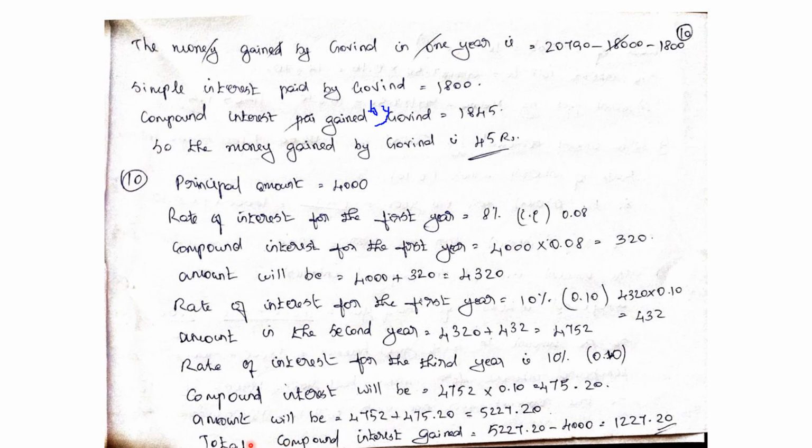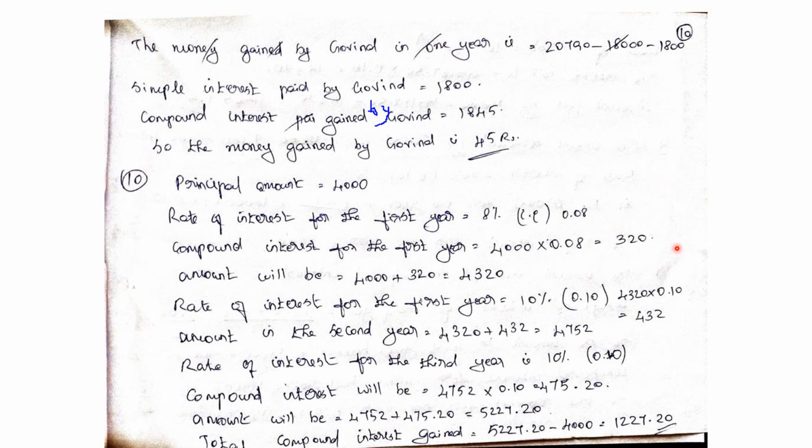Find the compound interest on 4,000 accrued in 3 years when the rate of interest is 8% for the first year and 10% per year for the second and third year. This is the usual sum. So the principal amount is 4,000. Rate of interest for the first year is 8%, that is 0.08. Compound interest for the first year is 4,000 into 0.08 is equal to 320.